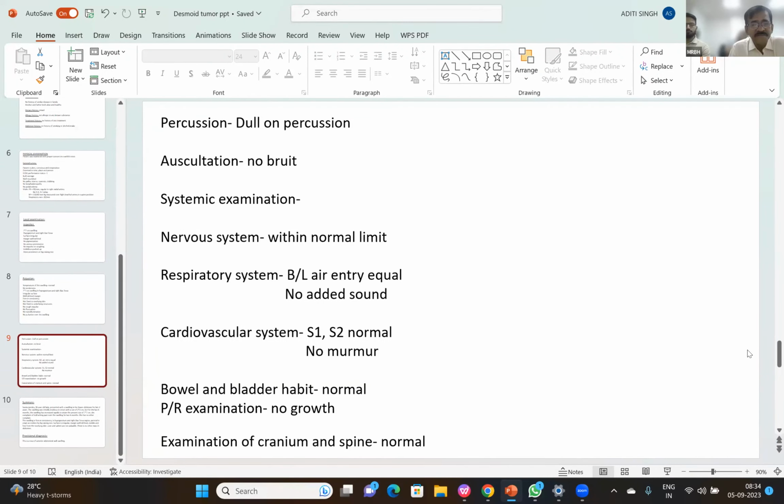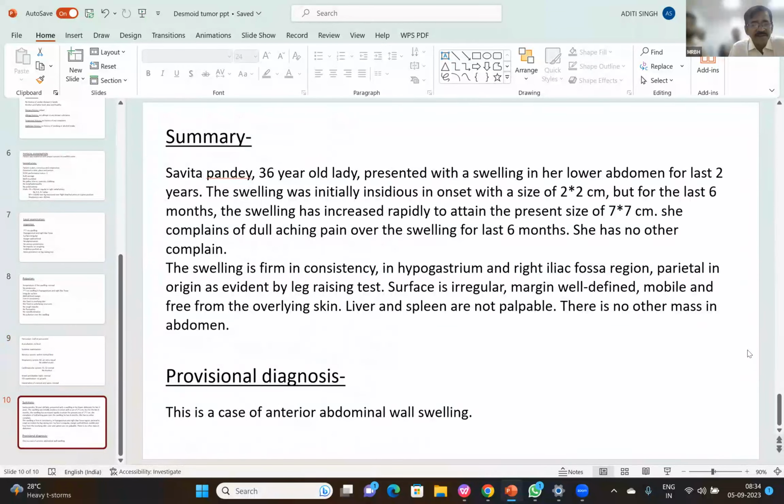Summary. Next slide. Yeah, summary should be also be good.